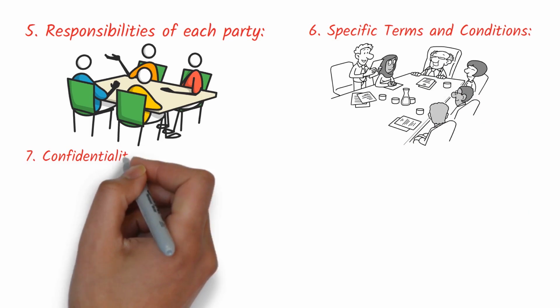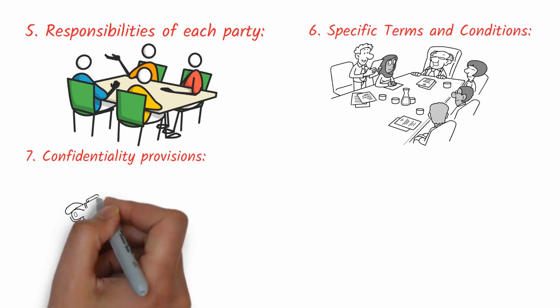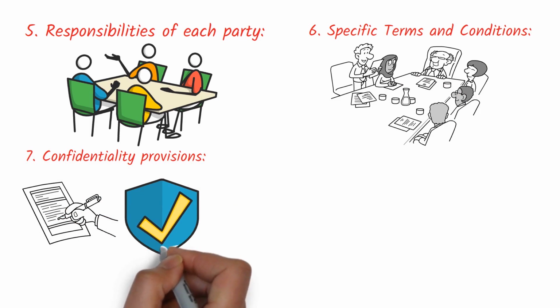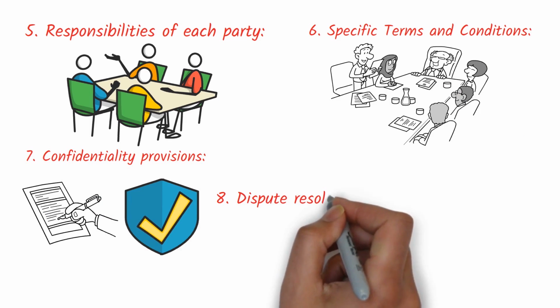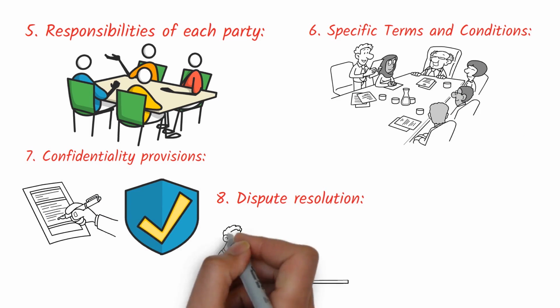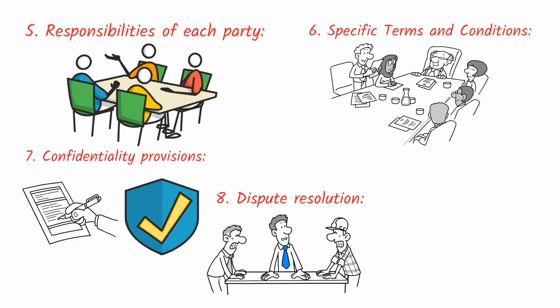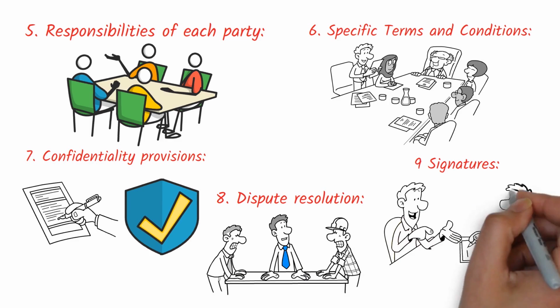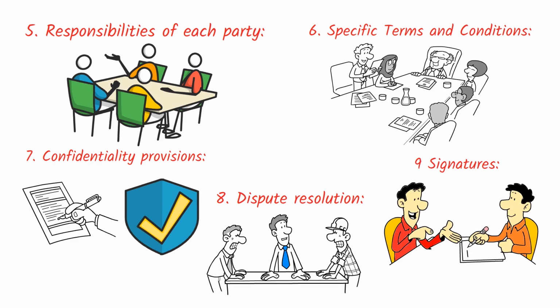7. Confidentiality provisions. Include provisions that protect confidential information and trade secrets. 8. Dispute resolution. Outline how disputes will be handled, such as through arbitration or mediation. 9. Signatures. Include the signatures of all parties involved as evidence of their agreement.